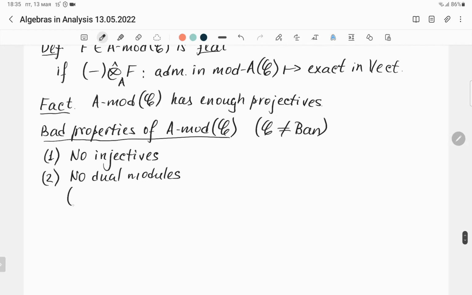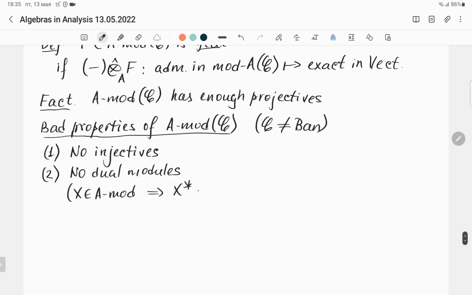This means that if X is a left topological A-module, then X star, the dual space, which we will always equip with the strong topology, the topology of uniform convergence on bounded sets, is still a right A-module, but it is not a topological module in our sense, which means that the action of A on the dual module is not jointly continuous. So far I suppose that C is different from the category of Banach spaces. Let's now suppose that C is also different from the category of Fréchet spaces.